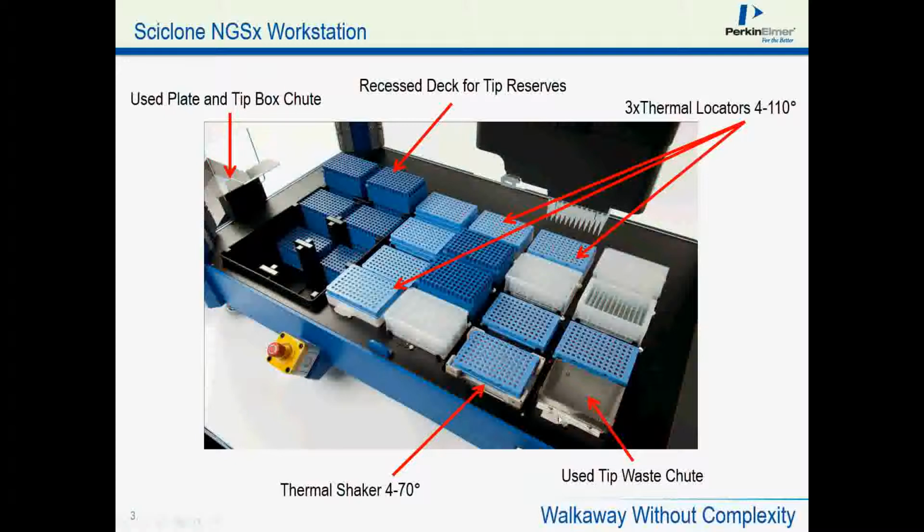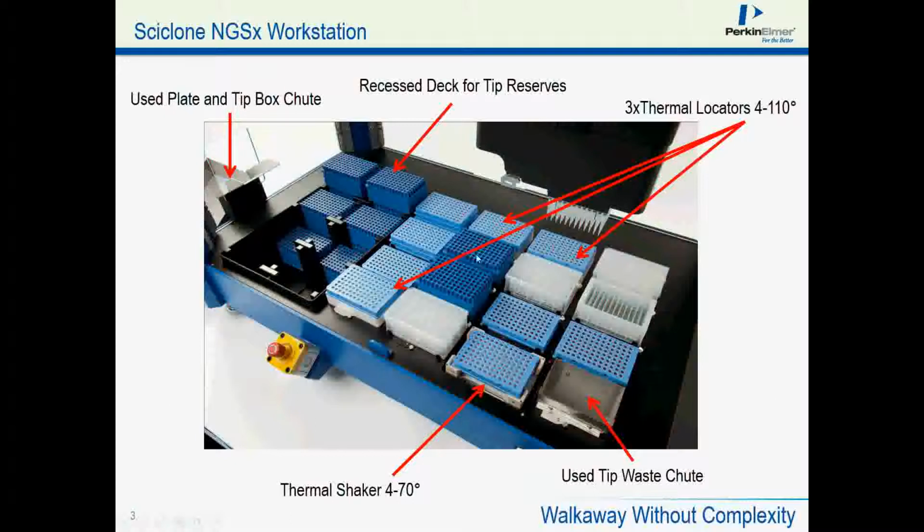On the bottom right-hand corner, there's a waste chute. When tips are finished, after you've, for example, aspirated supernatant and dispensed it to your liquid waste container, at that point you'd be done with them, because you don't want to cross-contaminate other reagents and samples. So there is a waste chute with a tray or bucket that sits underneath to collect the used tips.